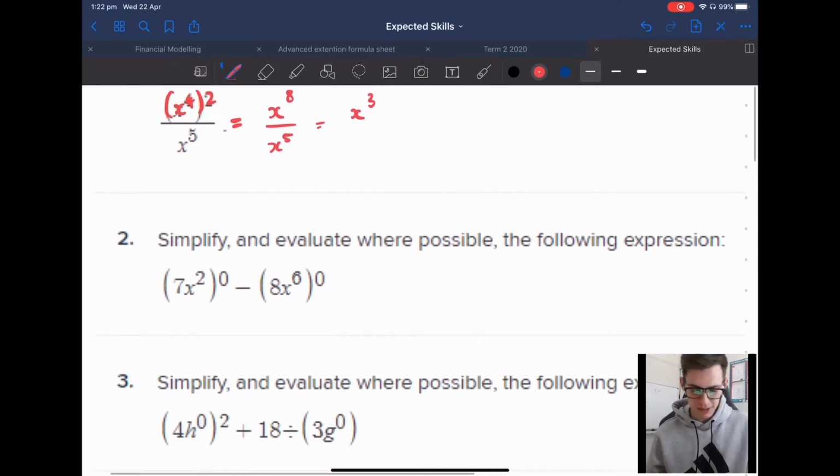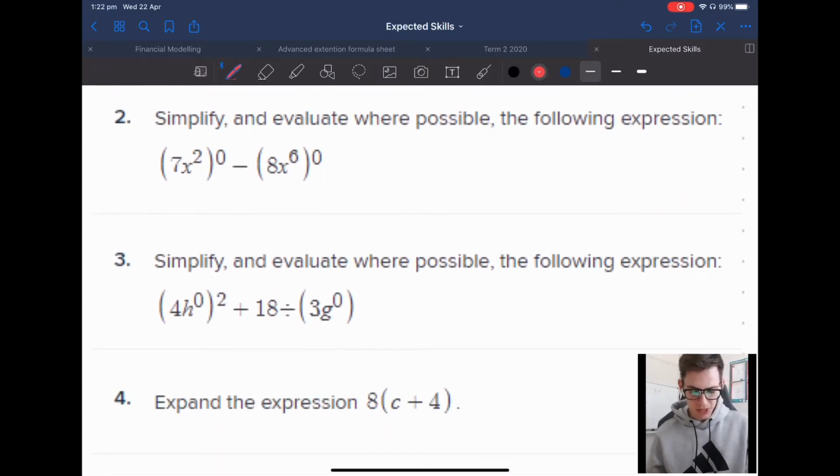Okay, so there's 2 rules in that question. Question 2 here is very similar to question 3. I'll go through question 2 because question 3 just uses order of operations, so I'd like you to have a crack at that one. All you need to realize here is that we have whatever this is to the power of 0.